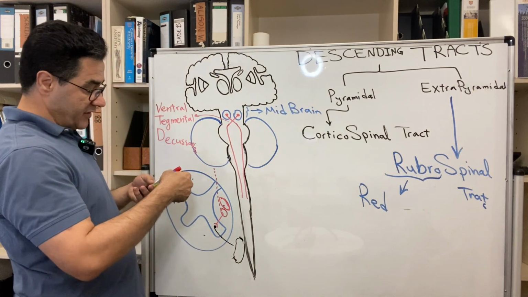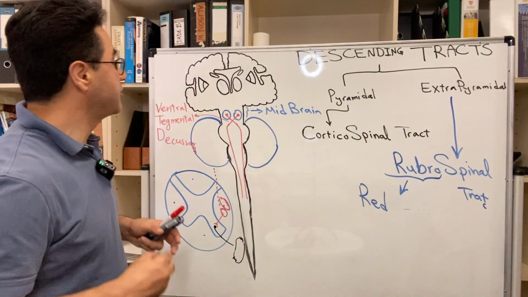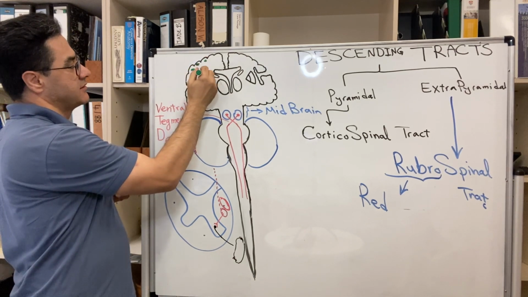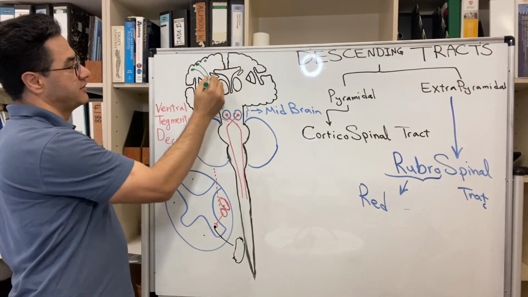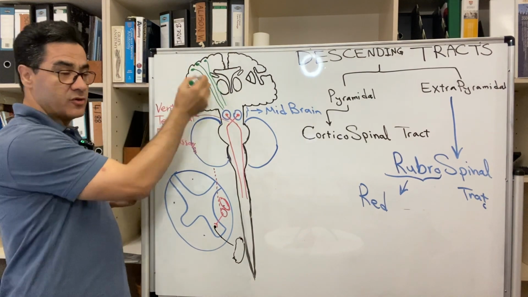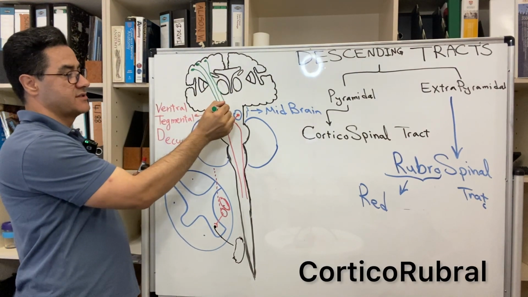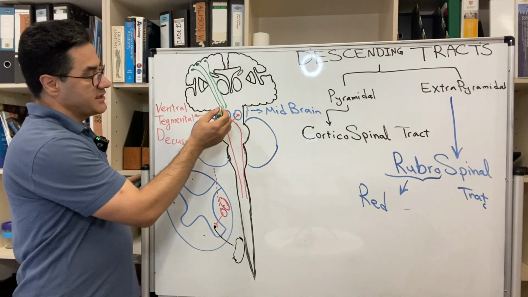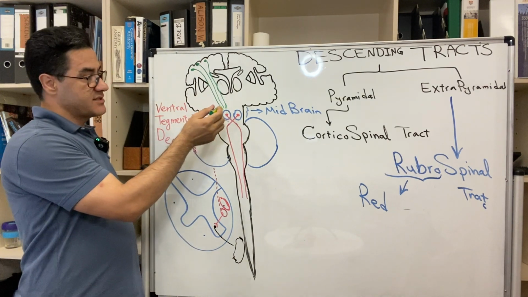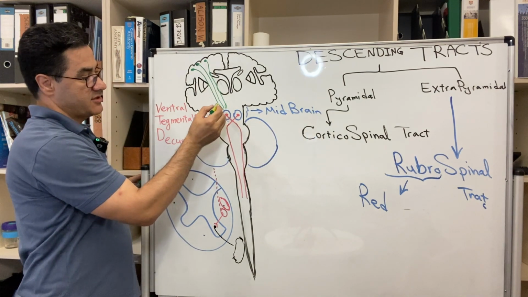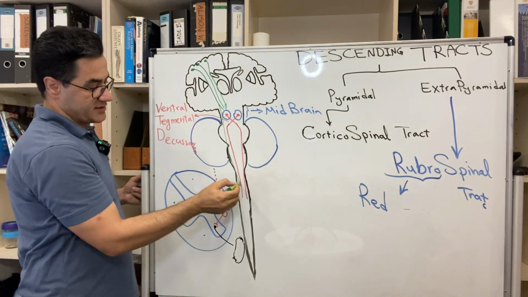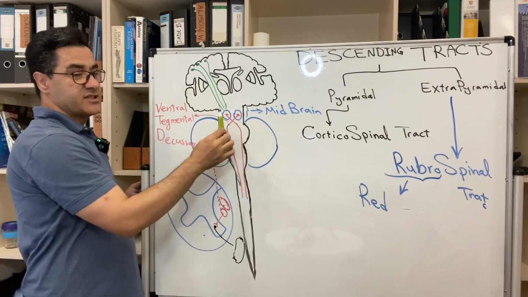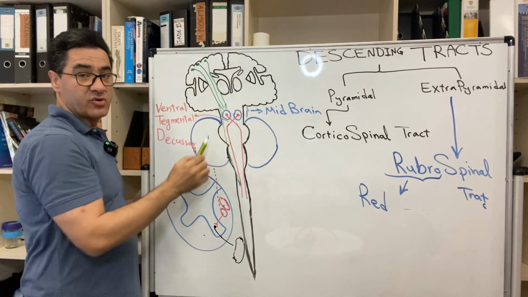We have some fibers coming down from the cortex. It is called corticorubral, from the cortex to the red nucleus. They are stimulating the red nucleus. Actually, they are collateral branches of the corticospinal tract. It runs all the way down as the corticospinal tract, and some collateral branches of the corticospinal tract stimulate the red nucleus. They are known as the corticorubral fibers.